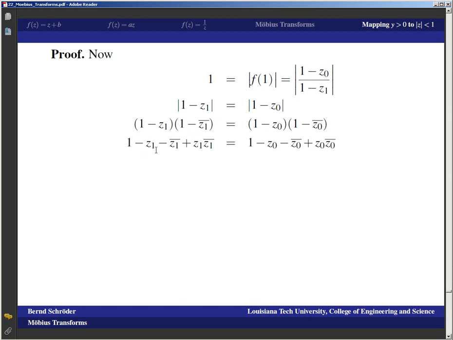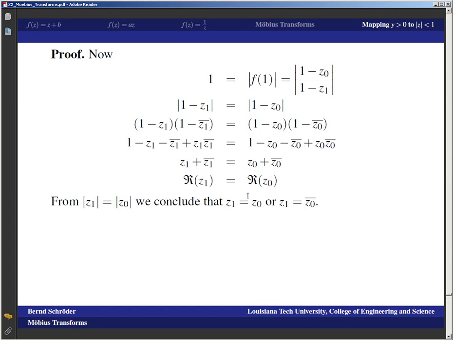And if I multiply that out, I get 1 minus z1 bar plus z1 bar, 1 minus z0 bar plus z0 bar. Remember that z0 and z1 have the same absolute value, so these last terms are both equal to 1. So after we also toss out the negative signs, we end up with z1 plus z1 bar is equal to z0 plus z0 bar. And that means that the real parts must be equal, because this just gives us twice the real part on either side, and then we just cancel the 2's.